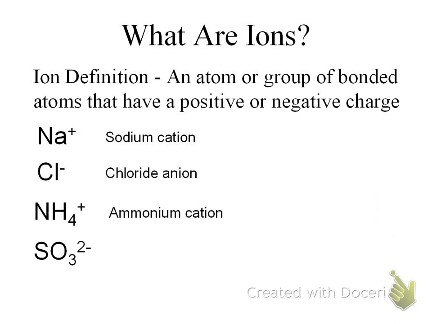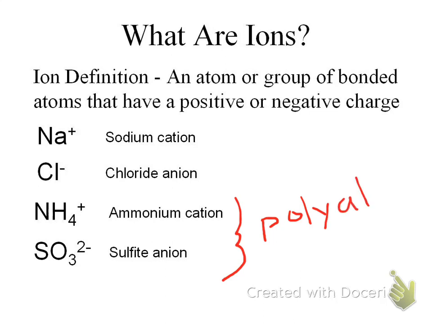And this last one here is SO3 2-. We call that a sulfite anion. Both of these are on the back of your periodic table in the ions chart. They talk about these two. Okay? These are called, people, and you need to write this word down, polyatomic ions. Okay? Polyatomic ions.